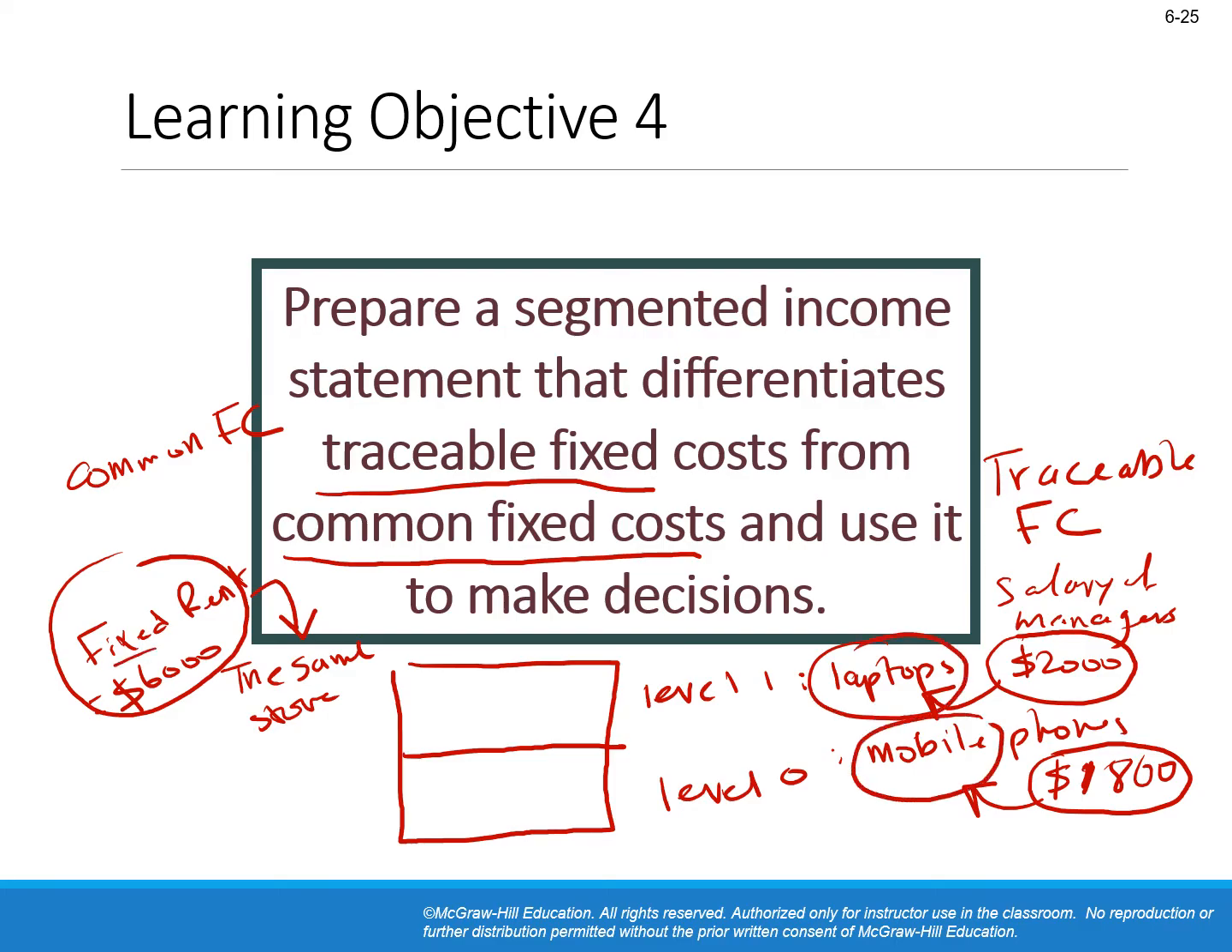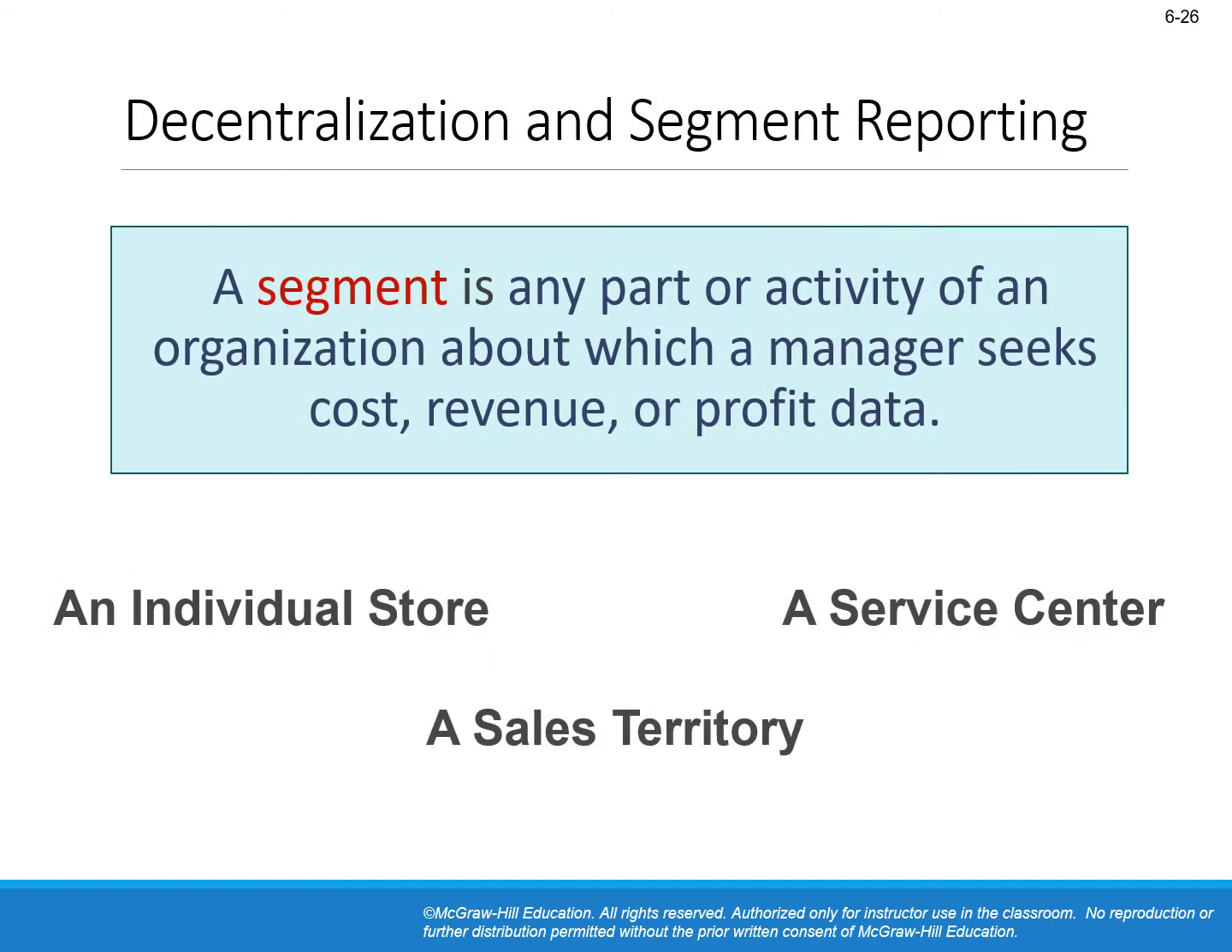However, the $6,000 applies to both. So it's common. It cannot be traced. Okay? So this is the concept and the difference between traceable and common fixed costs. This is basically paraphrasing what I was saying.